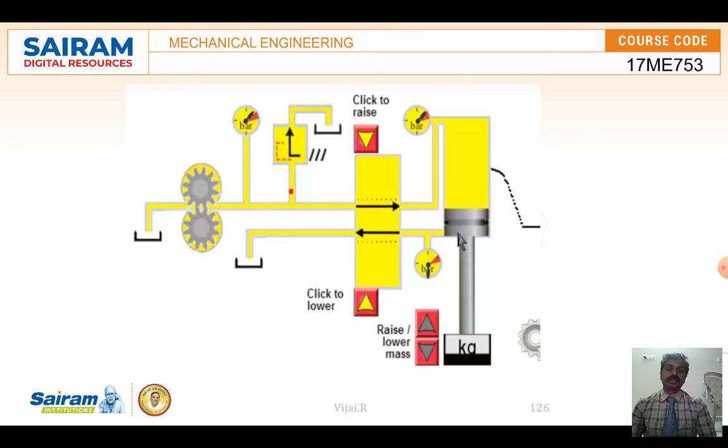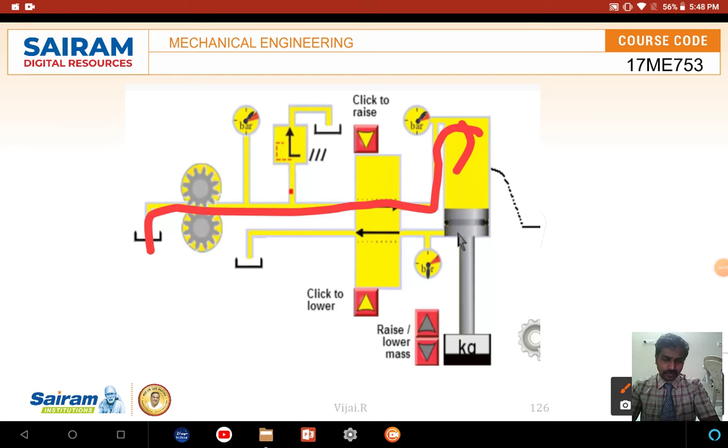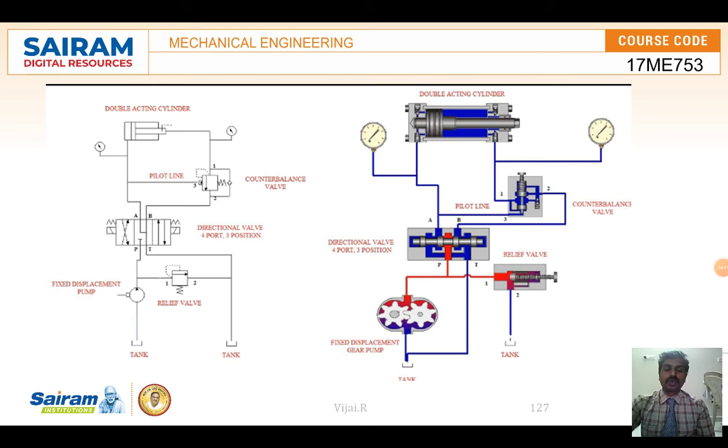Next, if you change the direction of flow, then the liquid flows in the opposite direction. The liquid goes to the top side of the cylinder and pushes the piston downwards, and the liquid already present on this side moves to the tank automatically. So this is the way the valve is connected. By moving the directional control valve up and down, we can make this happen.